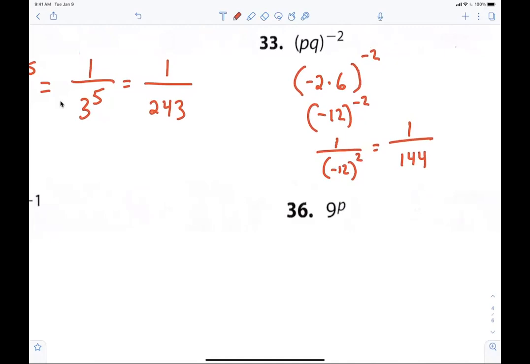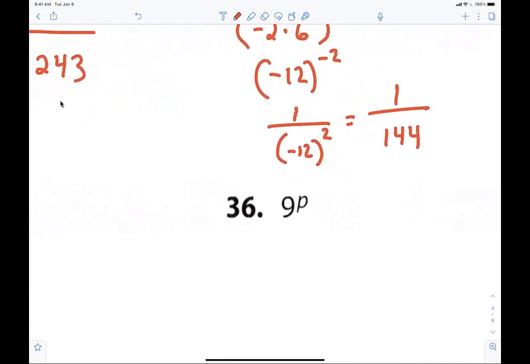Wouldn't it still be negative though? 12 times 2, or not times 2, 2 times 12. Oh, you're right.